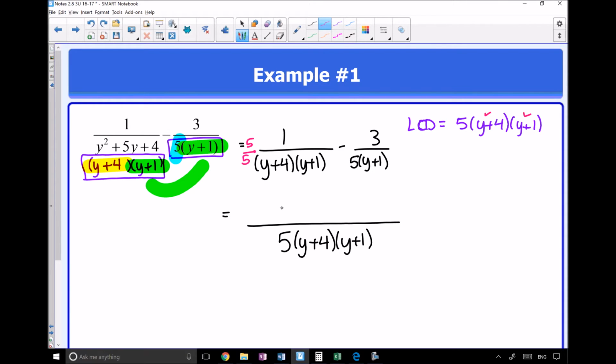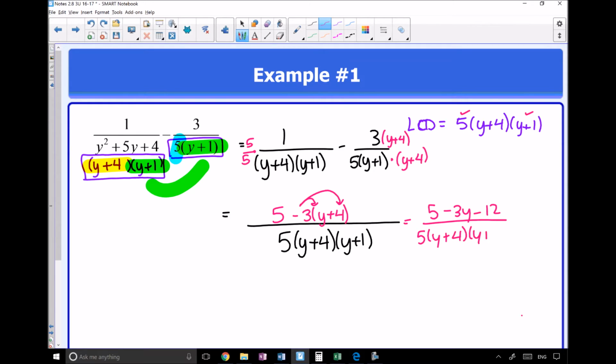So 5 times 1 is just 5. Looking at my second fraction, I have the 5 and the y plus 1, but what I'm missing is y plus 4. So I'm going to multiply by, in brackets, y plus 4. So I've got a 5 here, minus 3, and then brackets, y plus 4. Then I simplify my numerator by distributing the negative 3 through. So I get 5 minus 3y minus 12 all over 5 times y plus 4 times y plus 1.